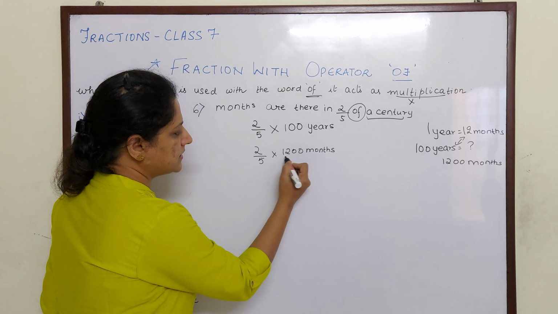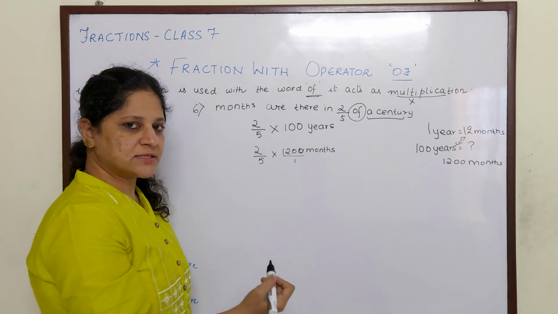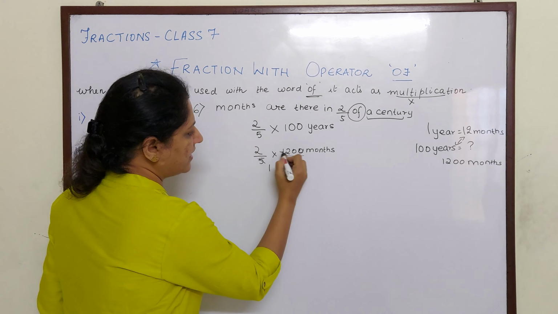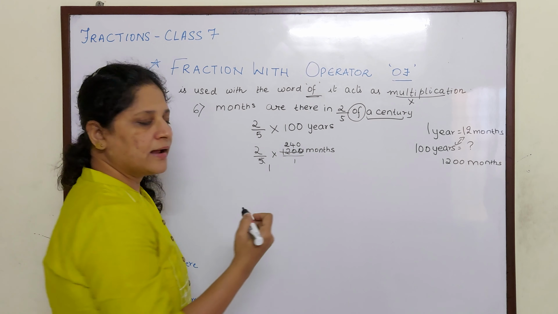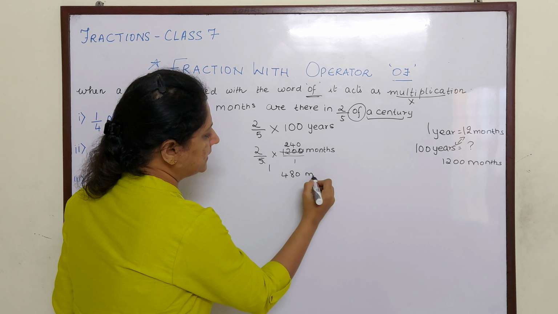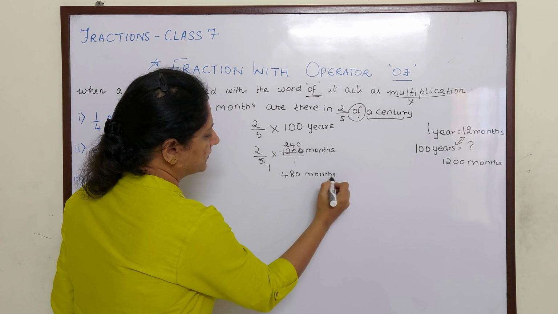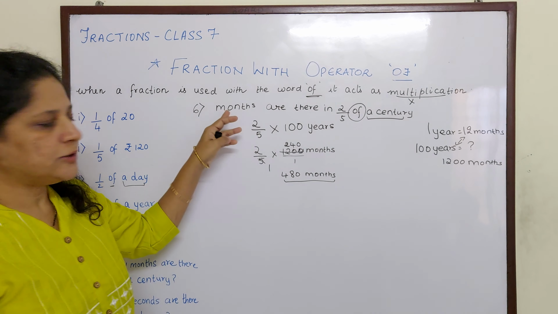So let us cancel now. You know 5 and 1200 are multiples because in the units place it is 0. So 5 ones are 5, 5 twos are 10, 5 eights are 40 and 0. So the answer is 480 months. So in this way you can convert century into months.